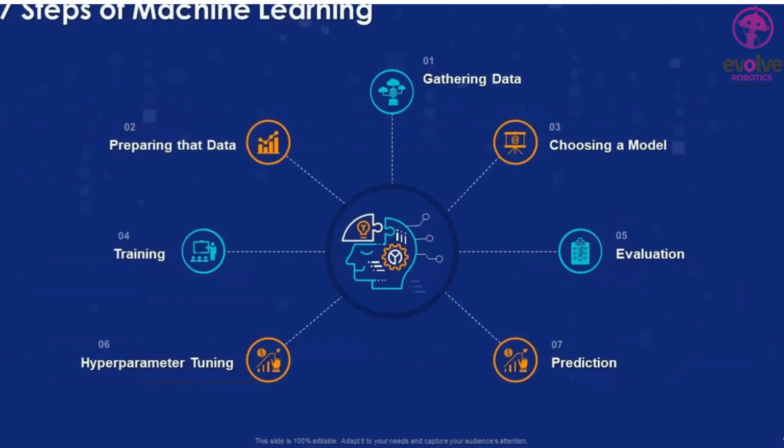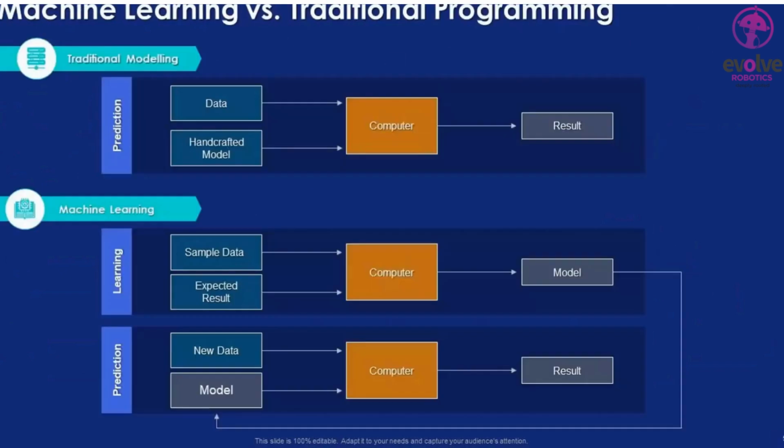7 steps of machine learning. First step is gathering data, then preparing that data, choosing a model, training, evaluation, hyperparameter tuning, and prediction. As we discussed earlier, you can see it here. Data and the programming is given to the computer, and computer gives us the result. But using machine learning, there are two things. The first thing comes under learning, and the second part comes under prediction. So what is it?